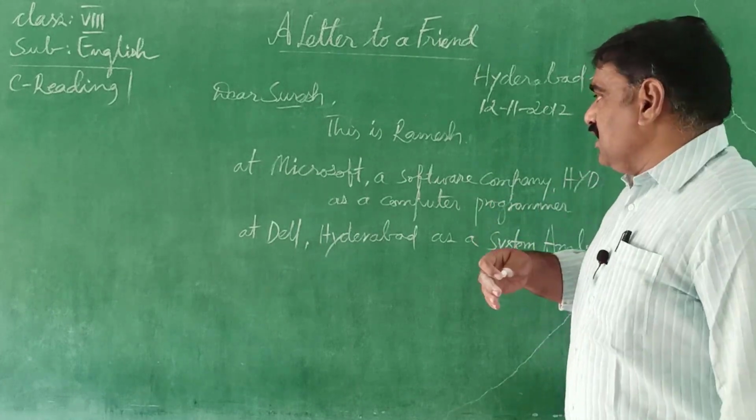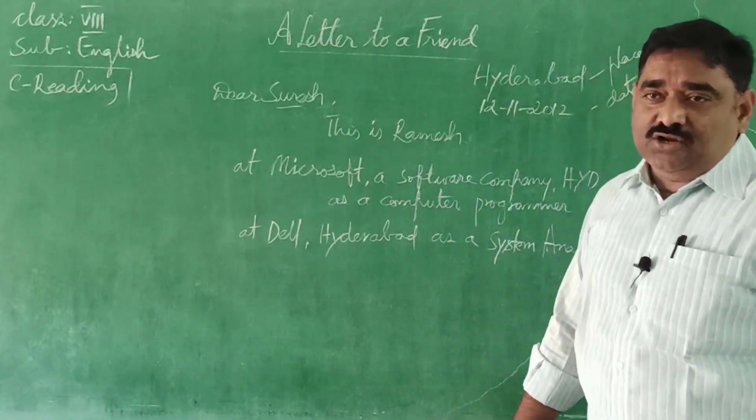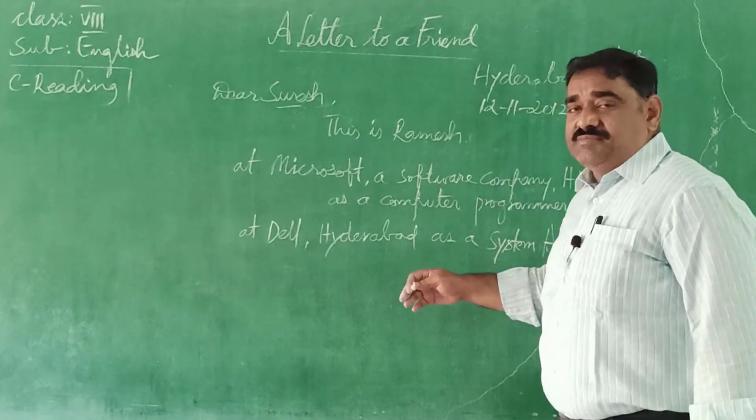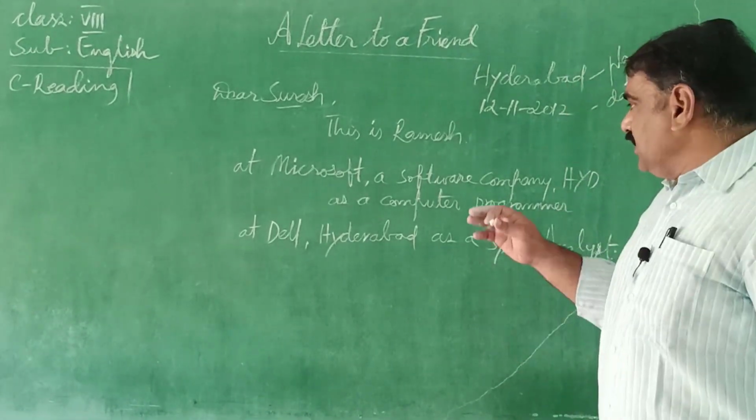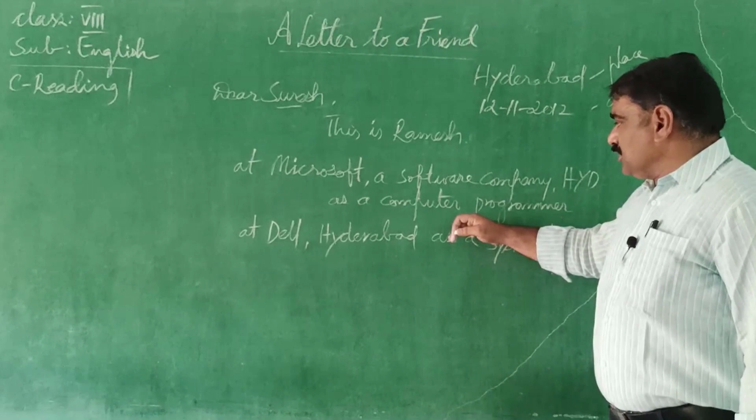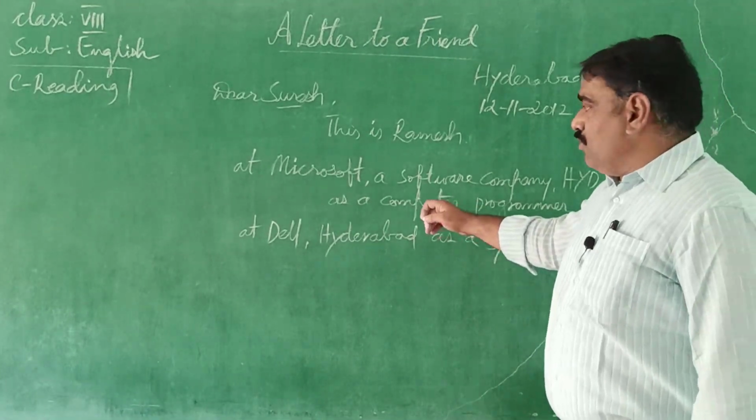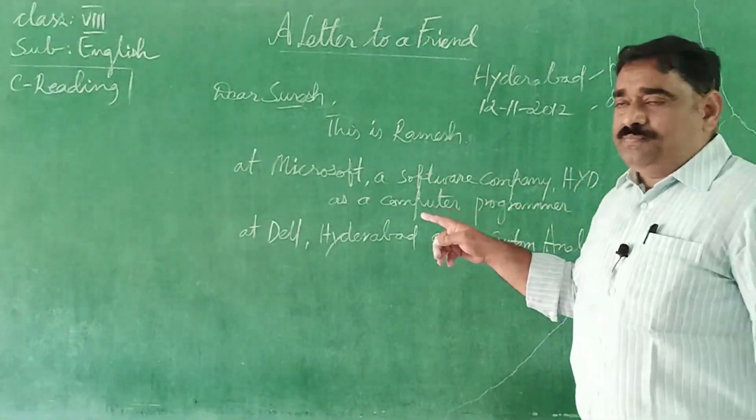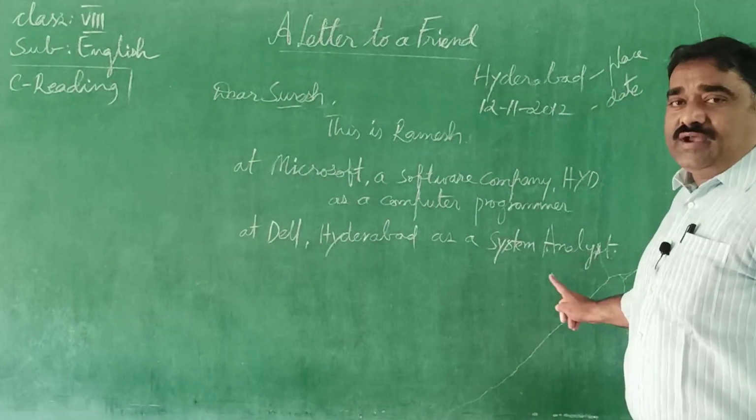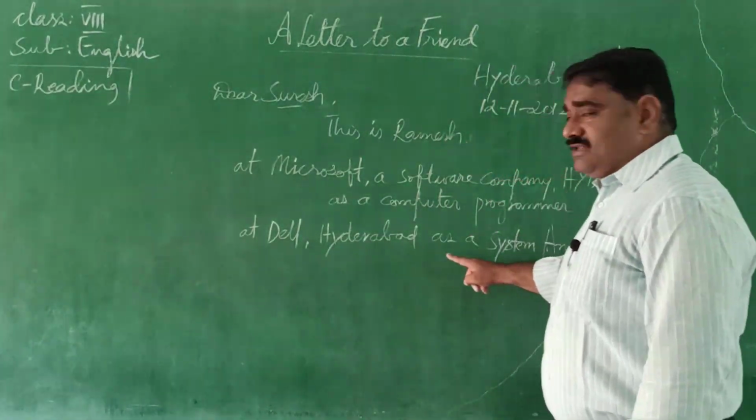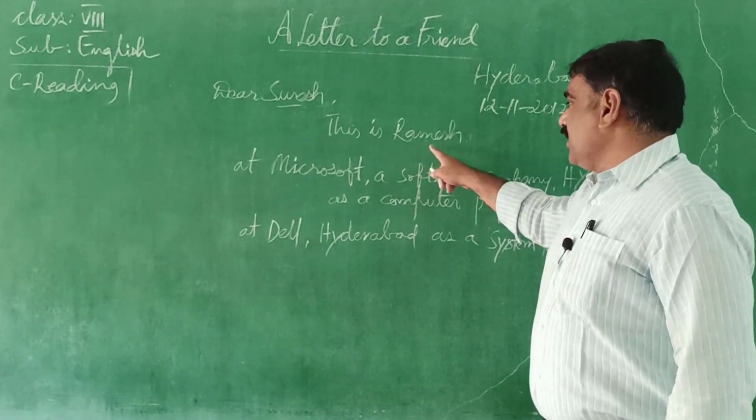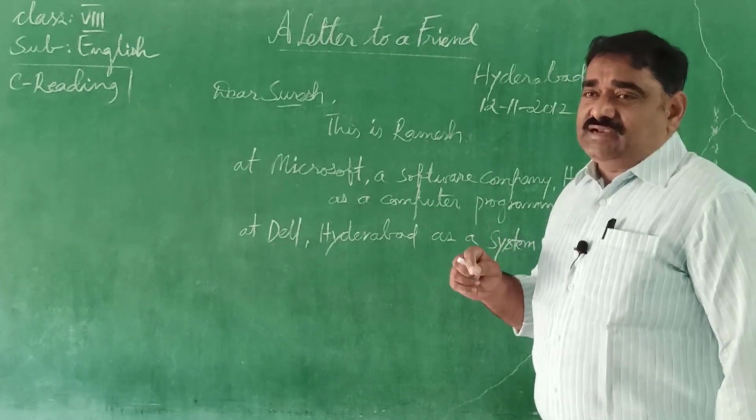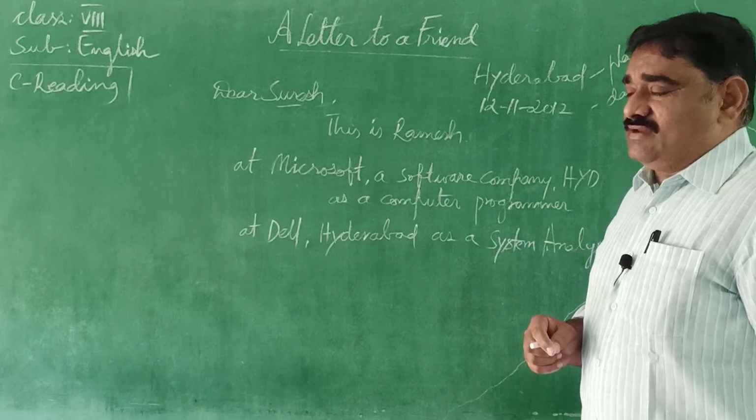He felt very sorry for not meeting his childhood friend Suresh. What caused him not to meet his friend? In detail, he mentioned it in the second paragraph. What is Ramesh? Ramesh is a computer programmer. Where does he work? He works at Microsoft, which is a software company in Hyderabad. What is his wife? His wife is a system analyst. Where does she work? She works at Dell, Hyderabad. Right, you see, according to Ramesh, city life is quite busy, and he mentioned his daily routine even.